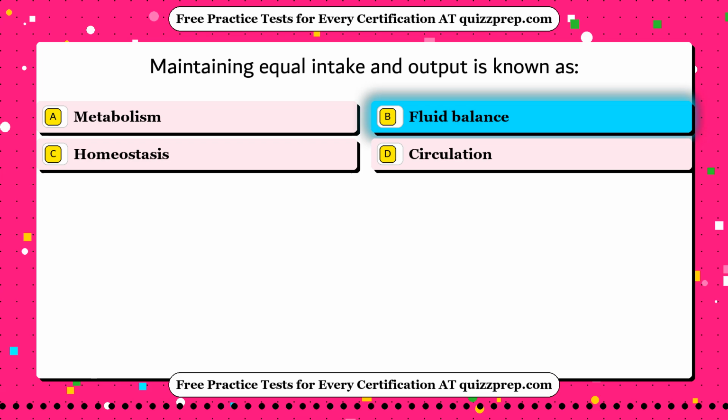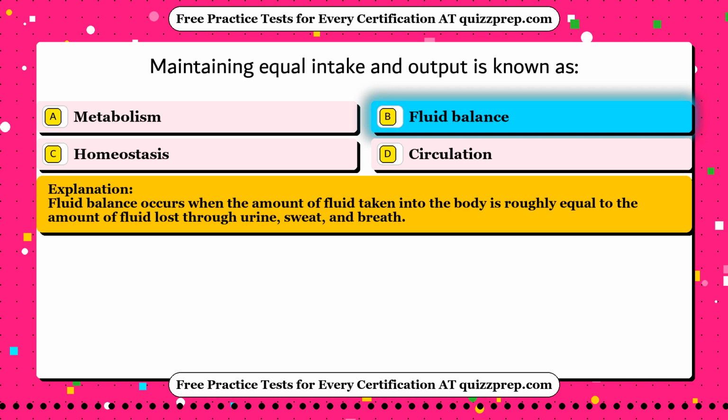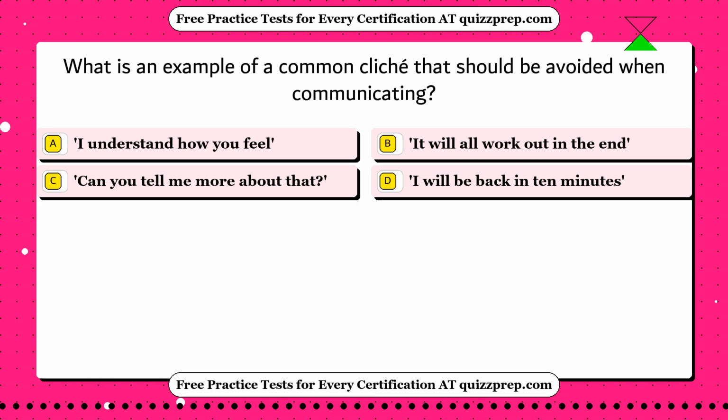The correct answer is option B, fluid balance. Fluid balance occurs when the amount of fluid taken into the body is roughly equal to the amount of fluid lost through urine, sweat, and breath. Question 96. What is an example of a common cliché that should be avoided when communicating? Option A, I understand how you feel. Option B, it will all work out in the end. Option C, can you tell me more about that? Option D, I will be back in 10 minutes.